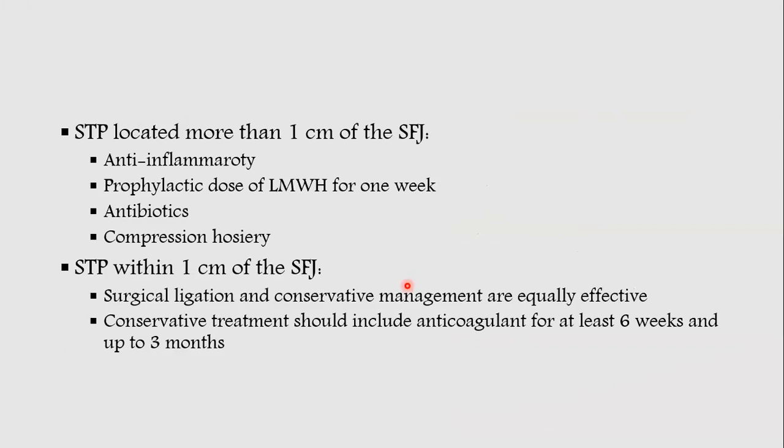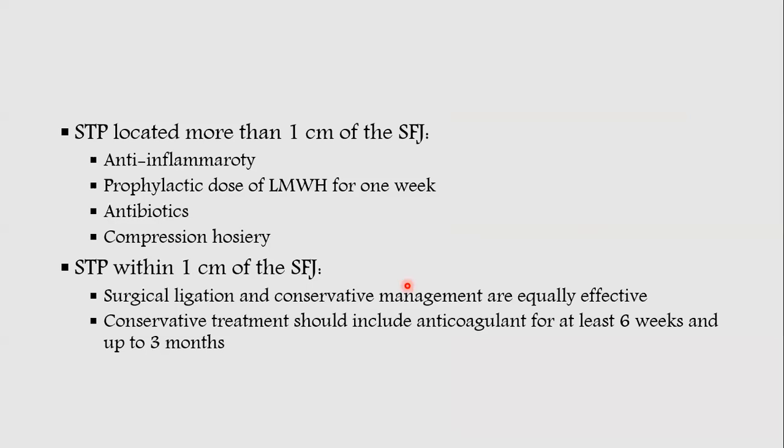For superficial thrombophlebitis located more than 1 centimeter from the saphenofemoral junction, you can give the patient anti-inflammatory, systemic and local, and a prophylactic dose of low molecular weight heparin for 1 week. Some authors recommend the use of antibiotics in addition, and compression rosary will suffice.